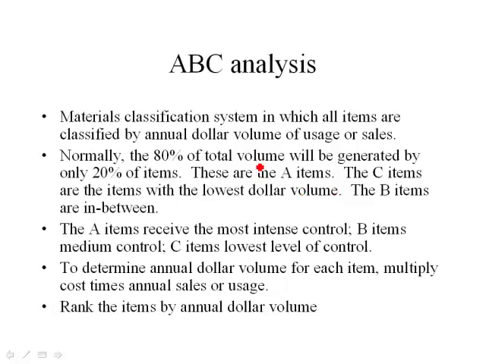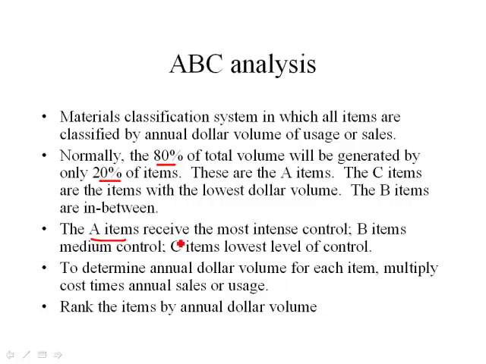ABC analysis is a material classification system where we classify each item by the dollar volume of usage. So the number of each particular item that we use times the cost of the item gives us the dollar volume of each item that we use. As I mentioned before, usually a small percentage of our items, 20% or less, is going to account for a huge percentage of our total volume. So if we can do a good job on those 20%, our overall inventory turnover will be pretty good.